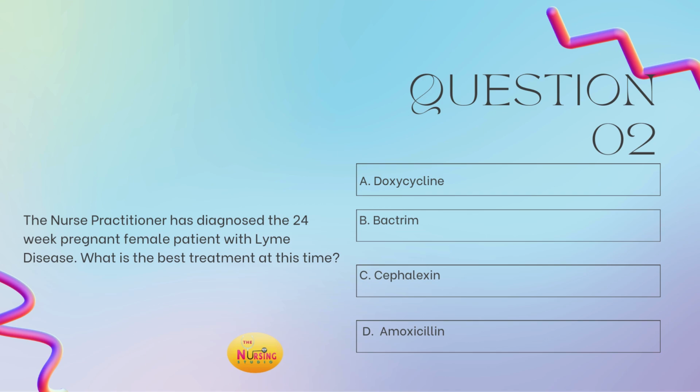Okay, so in the event that you are shown doxy and amoxicillin, make sure you're looking to see the background of the patient, the age of the patient, so that you can choose the right treatment option.